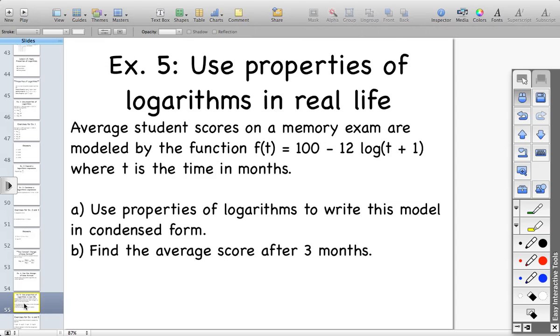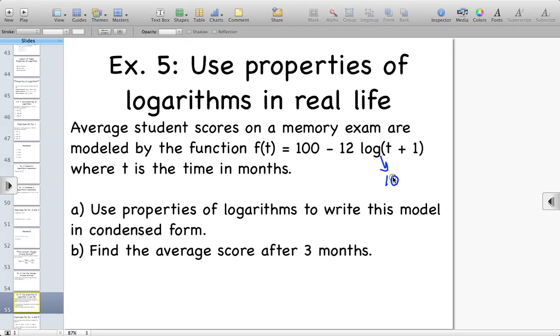Let's take a look at a word problem really quickly. Average student scores on a memory exam are modeled by the function f of t is equal to 100 minus 12 log t plus 1, where t is the time in months. Notice that our log does not give us a base, so that tells us the base is 10. And t represents the time in months. So if you're asking for a question, that's what we want to know. Average student scores are modeled by f of t, so f of t, or the answer, would be the scores.